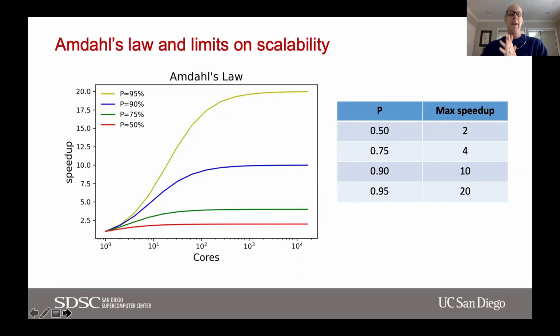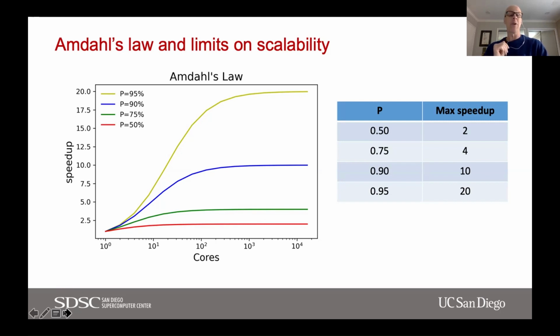So this is a plot that I generated showing Amdahl's law for code with 50, 75, 90, and 95% parallel content. On the y-axis, we are showing the speedup of that application, and on the x-axis, the number of cores. You can see for the bottom curve, which is a code with 50% parallel content, that we very, very quickly level out. Of course, we are not going to get any better speedup than 2x.